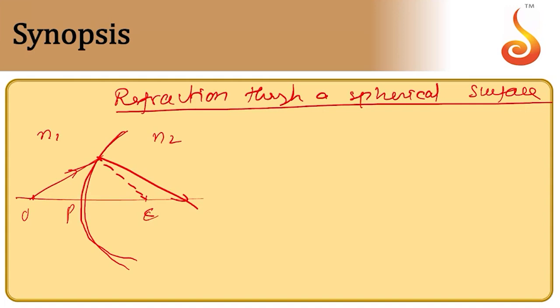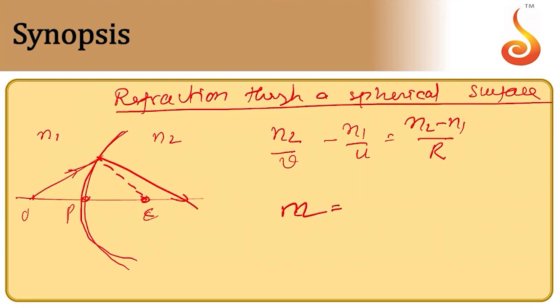And remember, the equation for refraction at a spherical surface is given like this: n2 divided by v minus n1 divided by u is equal to n2 minus n1 divided by r. And v, u and r are to be kept with the sign like this. Remember, the radius of curvature is from this point to this point, and in such a case the magnification is given by n1 by n2 into v divided by u.